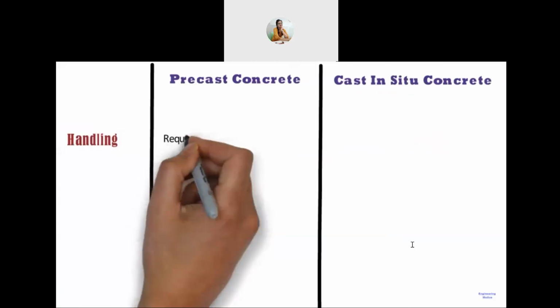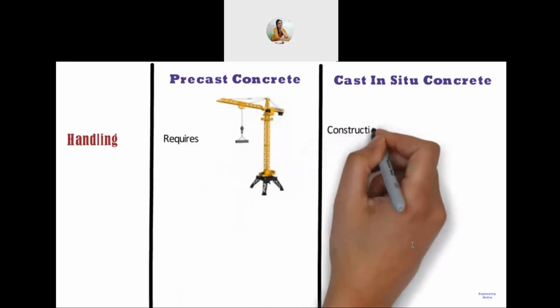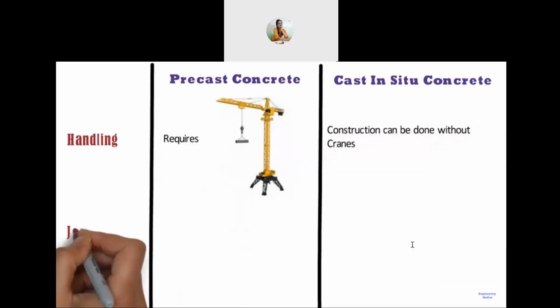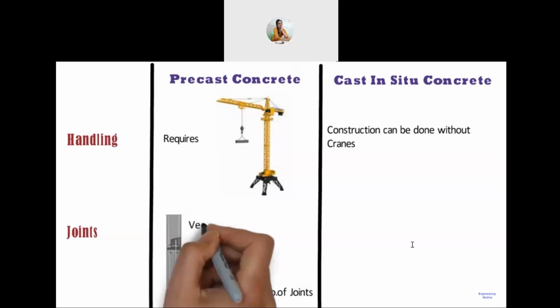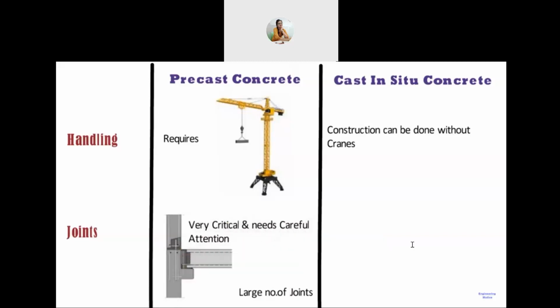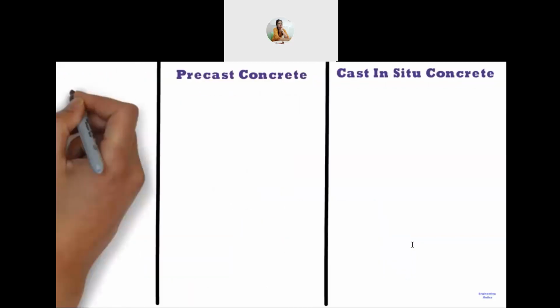Handling. Precast concrete requires heavy machinery and cranes for handling, that is lifting and installation of heavy elements. In case of cast in situ concrete method, the construction can be done without cranes. Number of joints. In case of precast concrete, there are large number of joints in structural system. In precast concrete construction, details at the joint become very critical and needs careful attention. Whereas in case of cast in situ concrete, less number of joints will be present in structural system and no serious attention is required for joints.